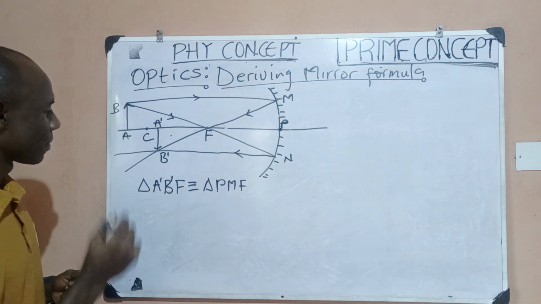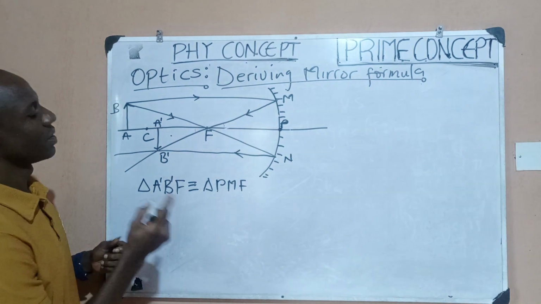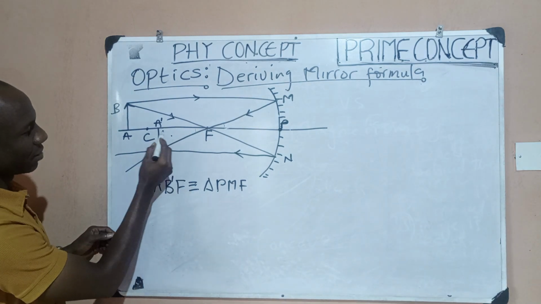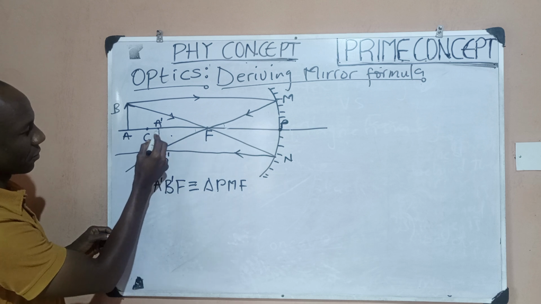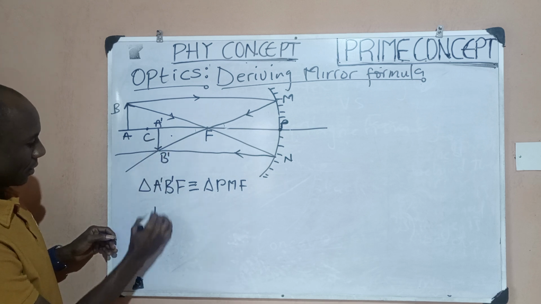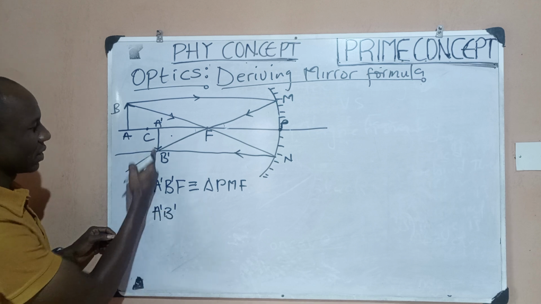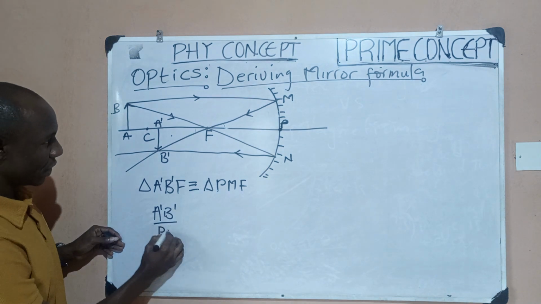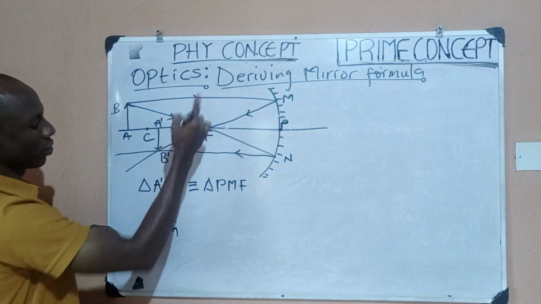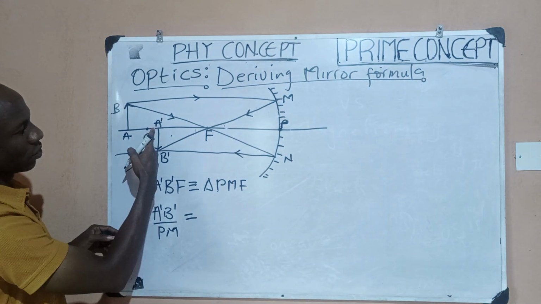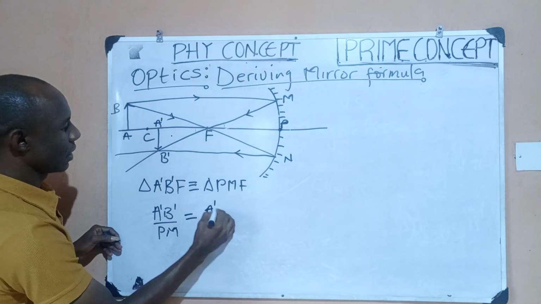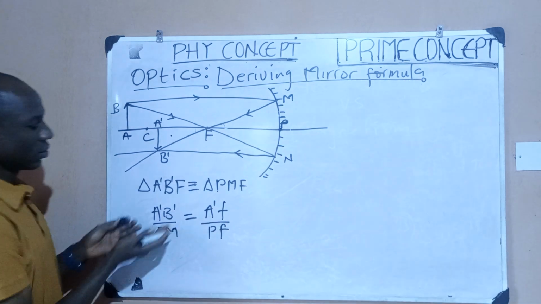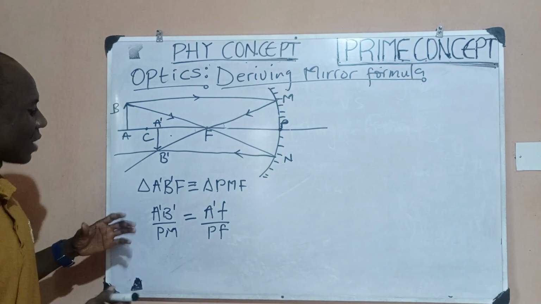Now, since they are similar, let's work with this, right? Now, considering these two, since both of them are similar, it simply means we're going to have that A prime B prime, which is this height, to the ratio of PM, which is this height. So these ratios should be equal to, let's say, A prime F to this one now, which is PF. So this should be equal, right? And it's true.